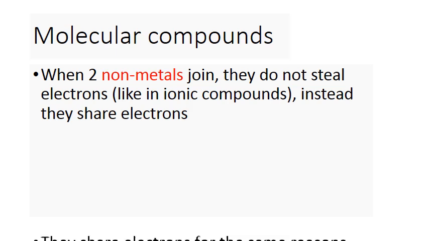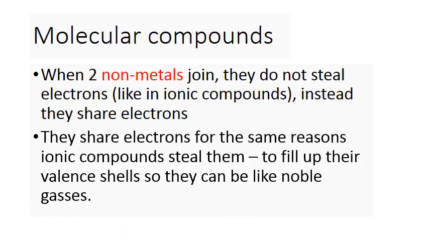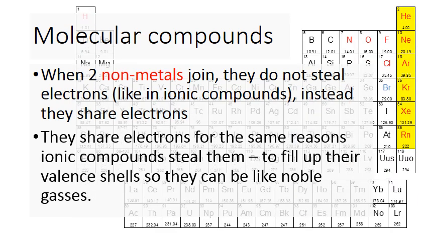And they share these electrons for the same reasons that ionic compounds steal them, and that's to fill up their valence shells so they can be like the noble gases over on the far right of the table that have full valence shells.